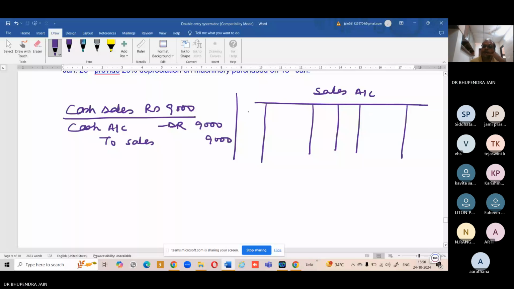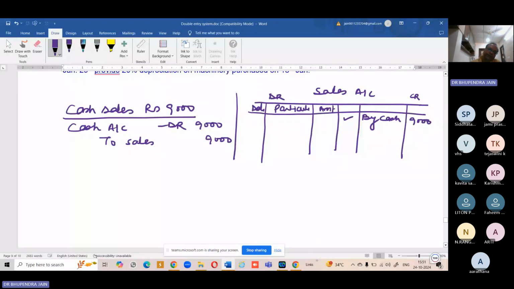ऐसे बनता ना बेटा? This is the date, particular, and amount. This is the debit side and this is the credit side. Now check. Sales given in the credit side. So now we will transfer in the credit side and away in the sales ledger with the opposite side name. So write down the date here. यहाँ क्या लिखेंगे बेटा? By cash. How much? 9,000.